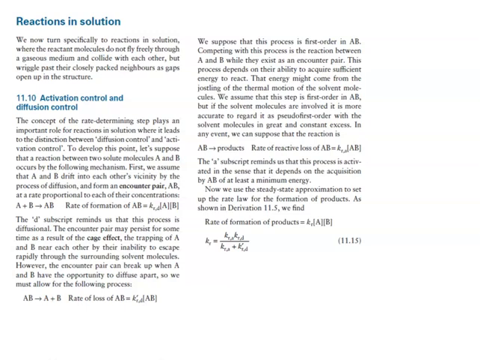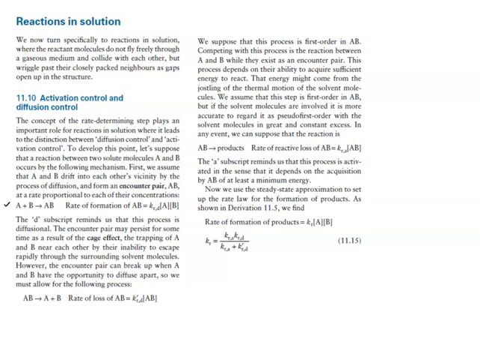To develop this point, let's suppose that a reaction between two solute molecules A and B occurs by the following mechanism. First, we assume that A and B drift into each other's vicinity by the process of diffusion and form an encounter pair, AB, at a rate proportional to each of their concentrations, where A plus B lead to AB. And the rate of formation of this AB encounter pair will be equal to the rate constant K_D times the concentration of A times the concentration of B.